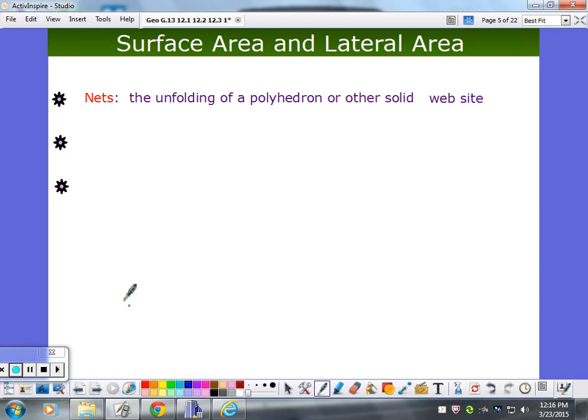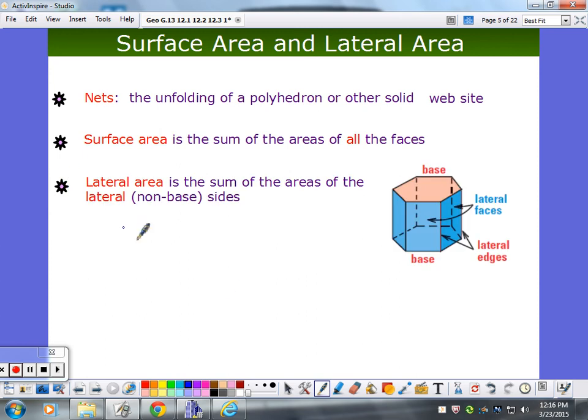So nets. Yay, nets. So you add up the areas of all the faces. That is surface area. Within surface area, we kind of think of two different things, lateral area and surface area. Lateral area, lateral means side. So if this was like a funny-shaped can of some kind, the lateral area would be maybe where the label goes. And then if I want the surface area, I find that lateral area and I add the lids in, the area of those lids. So lateral area, just the sides. Surface area is the lateral area plus the area of those bases.